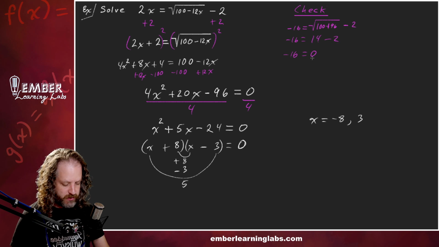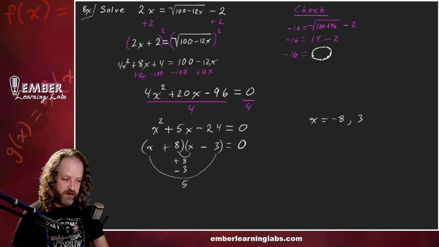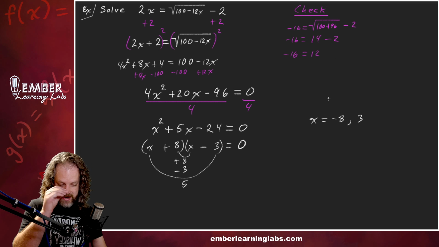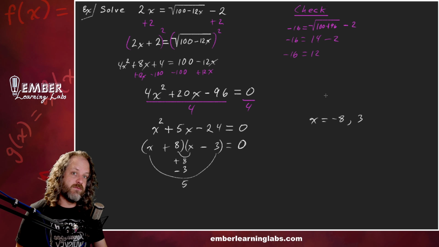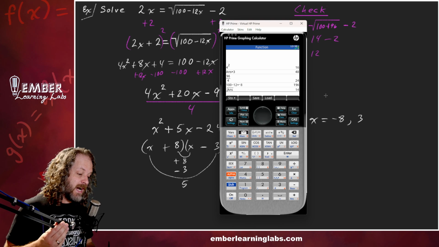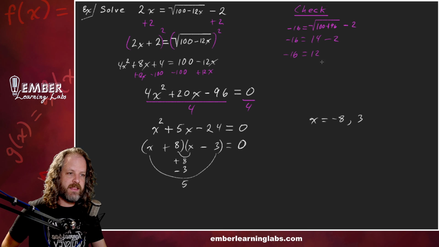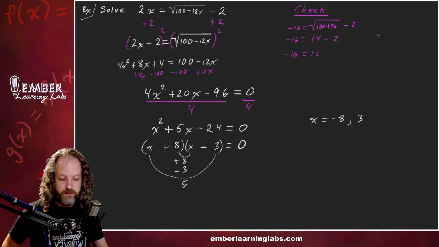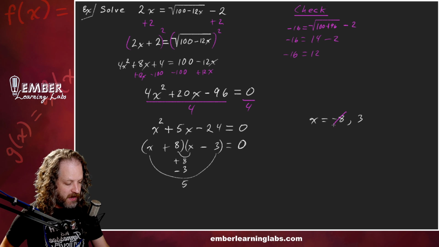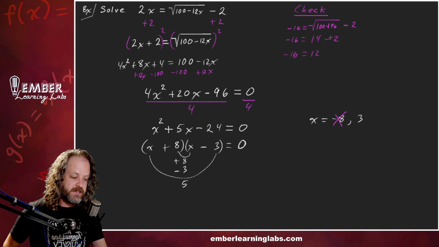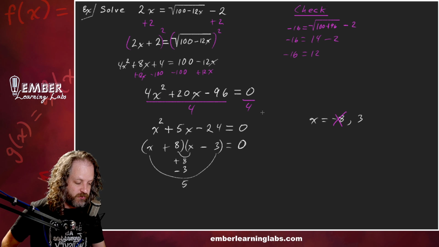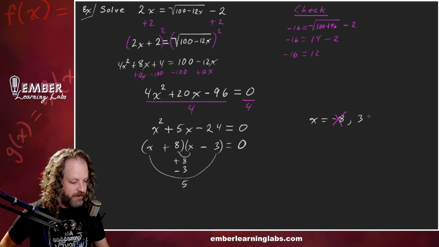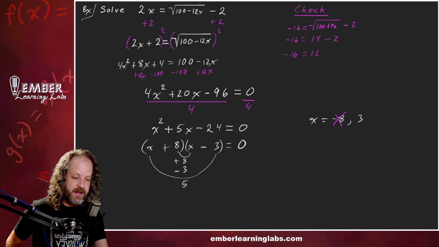14 minus 2. Now, it still doesn't work. So what's going on? Did we make another mistake? Or how incompetent am I? Well, this time I wasn't incompetent. This one just doesn't work. There aren't any more mistakes. This one does not work because of signs and how square roots work and all of that. So what about 3? Does it work? So let's put 3 into there.